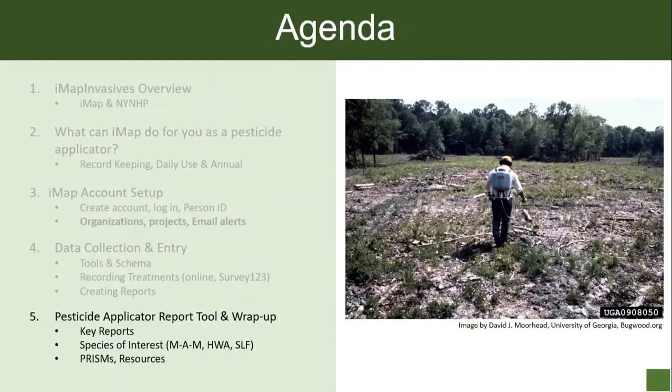And now that we've gone over how to get set up with iMap, how to create records and generate reports, we have a couple of wrap-up messages, including key invasive species to look out for, prisms, and more resources.